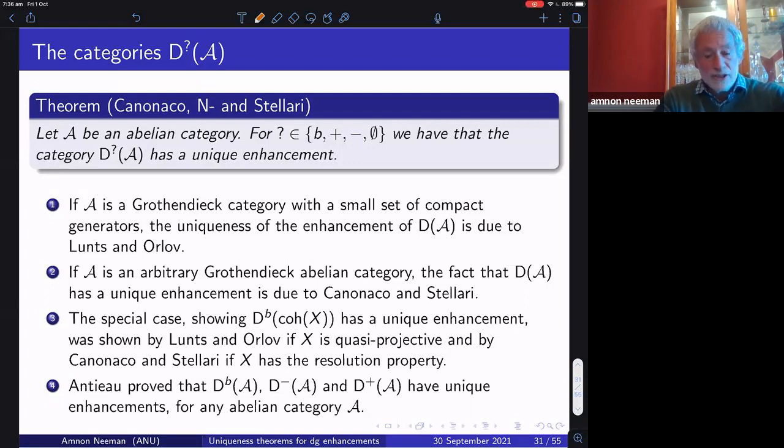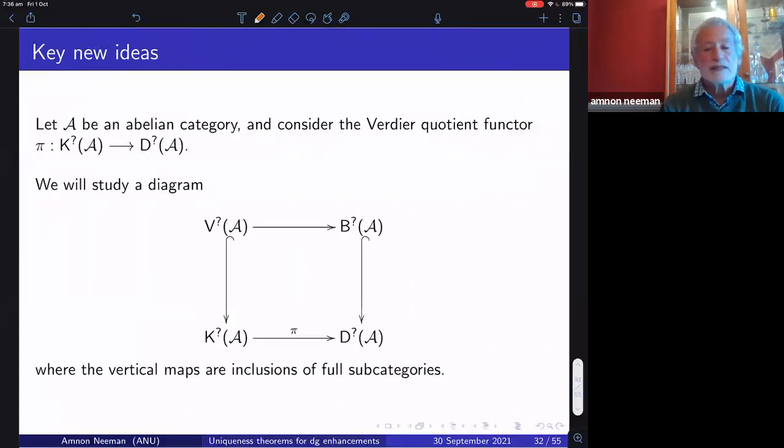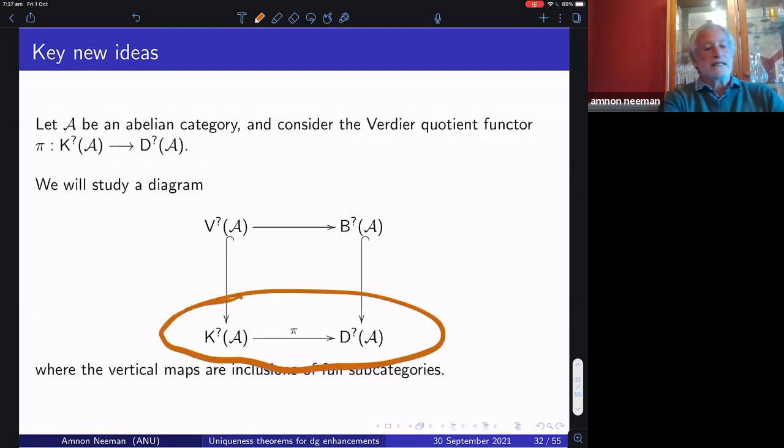Anyway, I should say a tiny bit about the proofs. Okay, it'll have to be a tiny bit. So what is the key new idea? We begin by looking at this map. The map from the homotopy category with whatever boundedness conditions to the derived category.